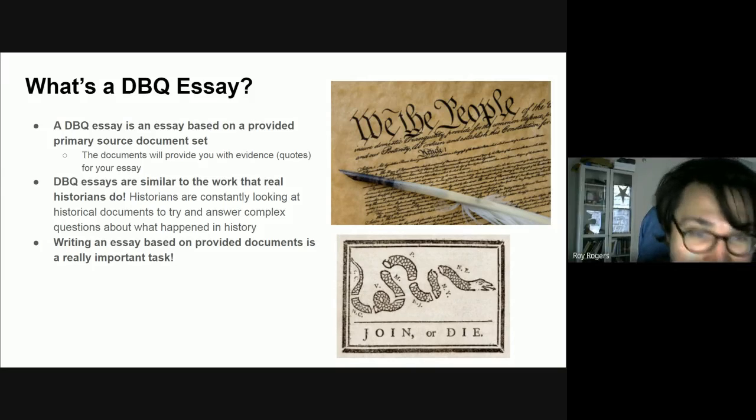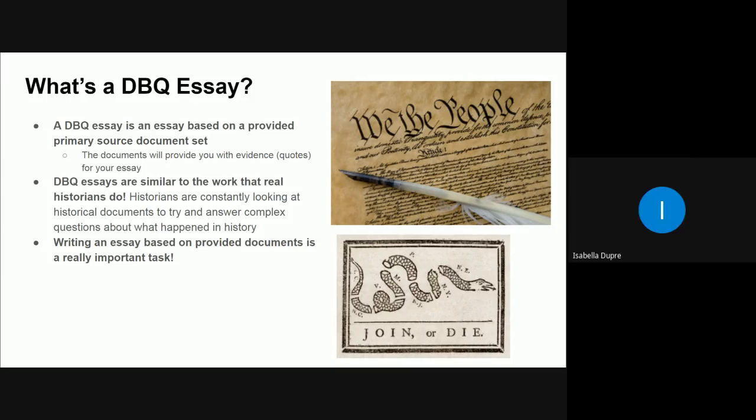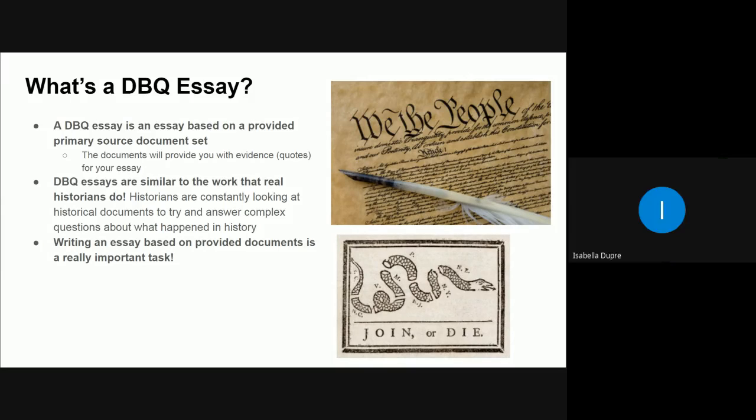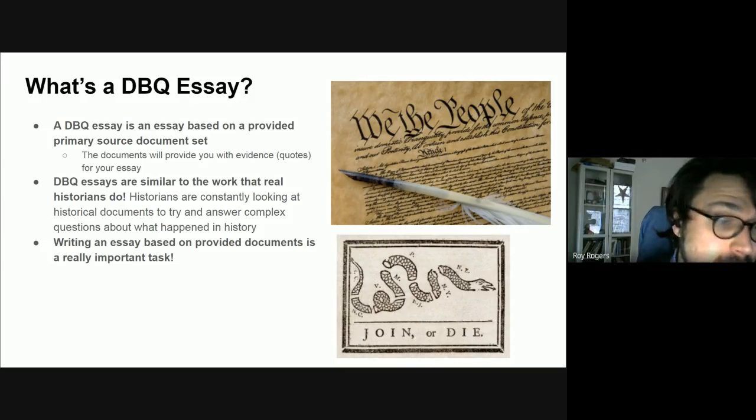One, because it's the kind of stuff that you're going to have to do in college for your college history classes, but also for English classes. It's the kind of skill, the ability to read documents and use them to answer a question, that you will be using a lot if you go on to college. But even if you don't, it's an important set of skills, because in life you're going to find yourself in those situations. Your boss gives you a bunch of stuff that you've got to read and bring it all together and answer a question about it. And that's the kind of stuff that we're going to be practicing here in this class with this DBQ essay.